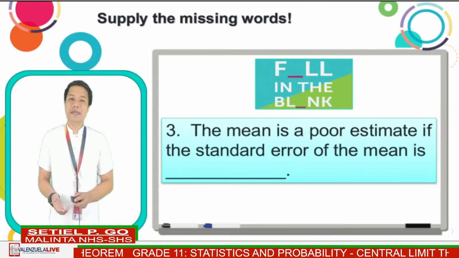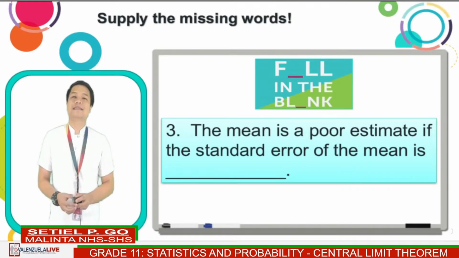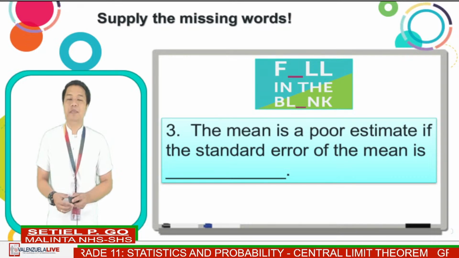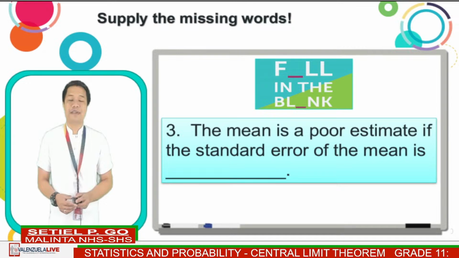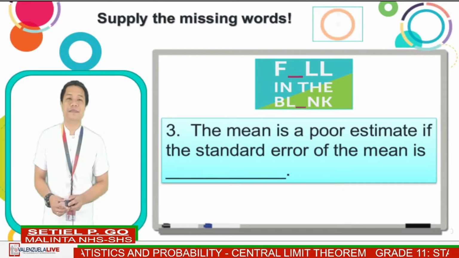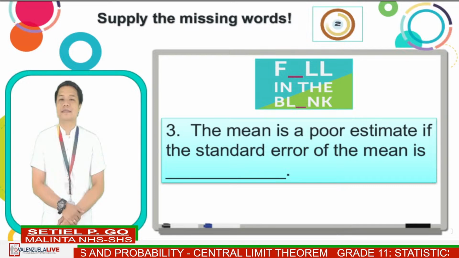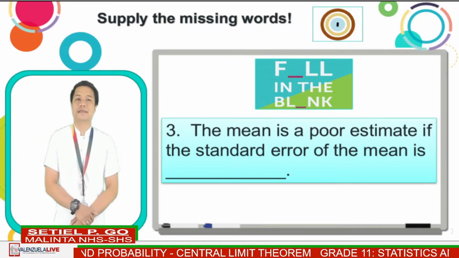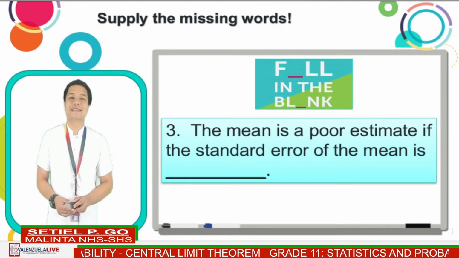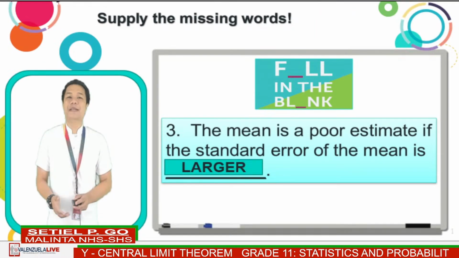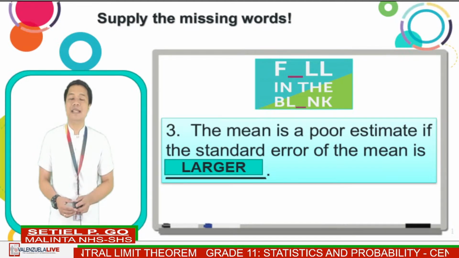Next, number 3. The mean is a poor estimate if the standard error of the mean is blank. 5 seconds. Go. Time's up. The answer is larger. So again, the mean is a poor estimate if the standard error of the mean is larger.